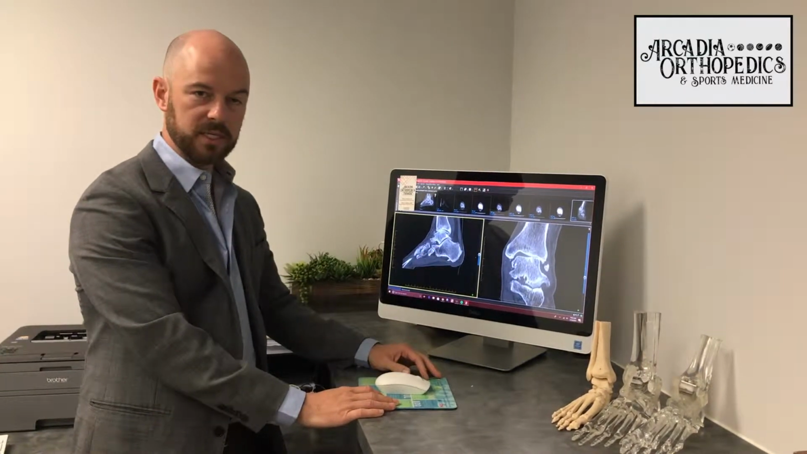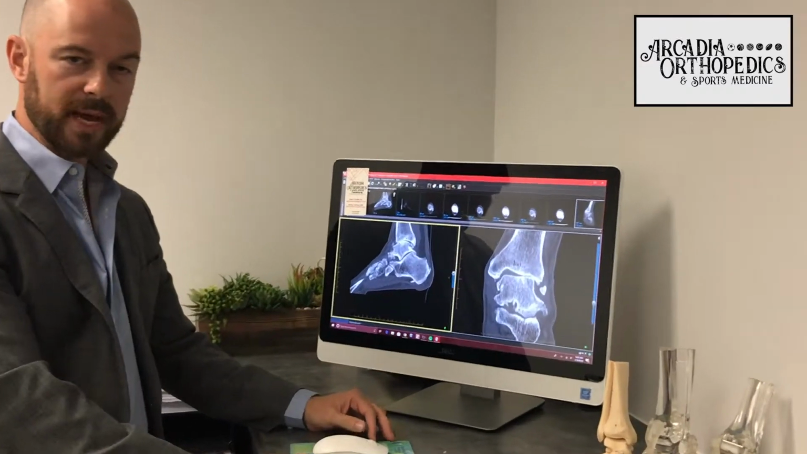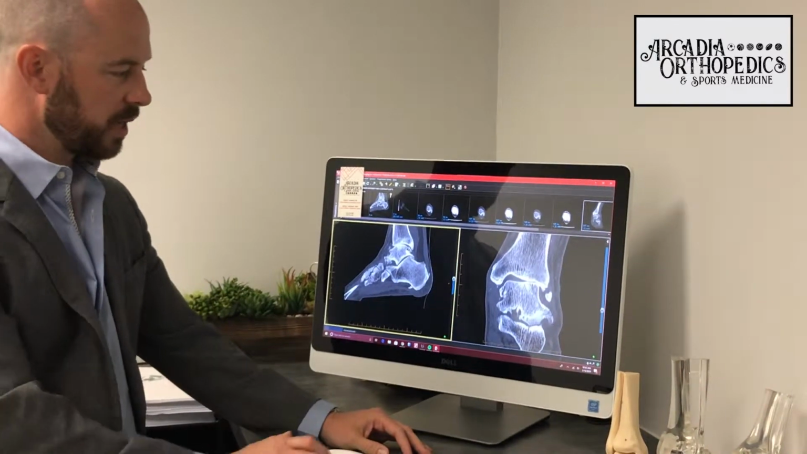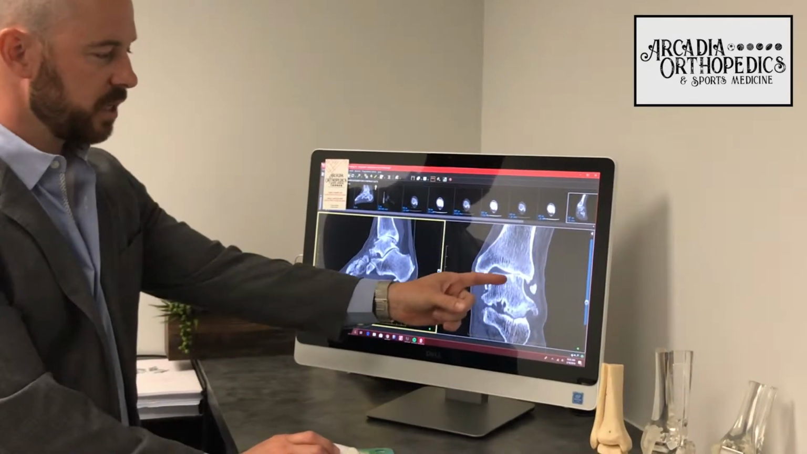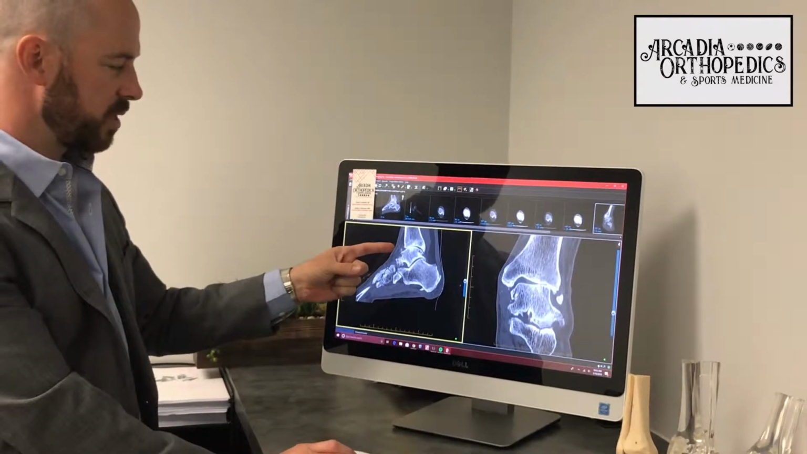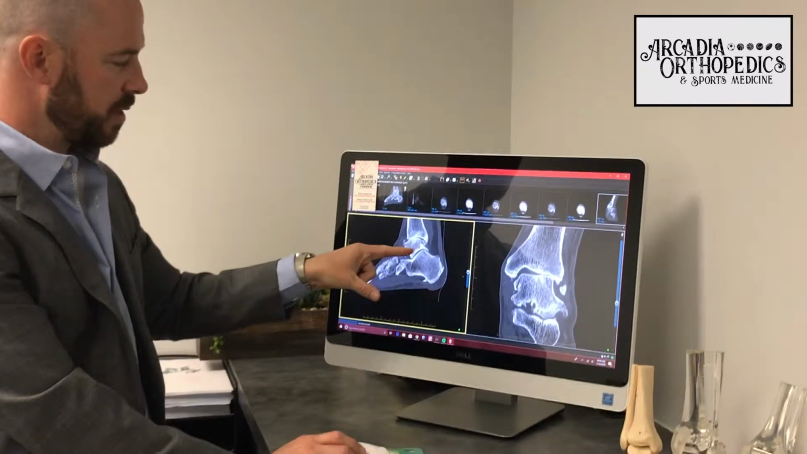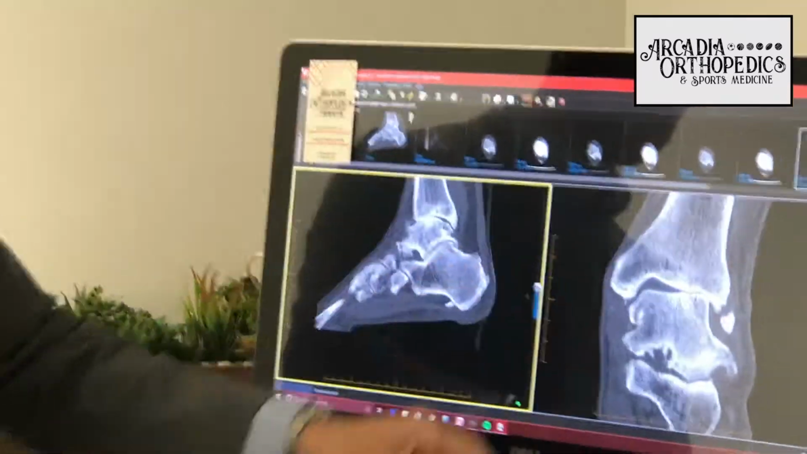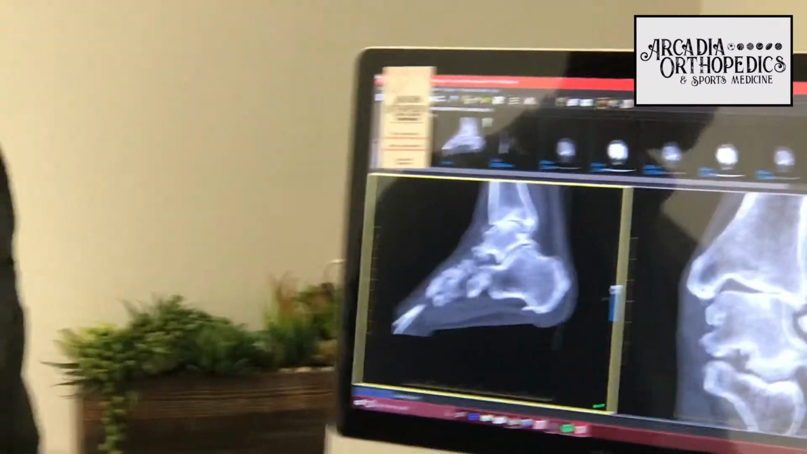We're here looking at a CT scan. We've already reviewed the x-rays with the patient, and this here is ankle arthritis. What we can see here is bone-on-bone arthritis here. And on the side view, we can also see bone-on-bone arthritis here. So this would be a normal appearing joint, and this is what bone-on-bone arthritis looks like.